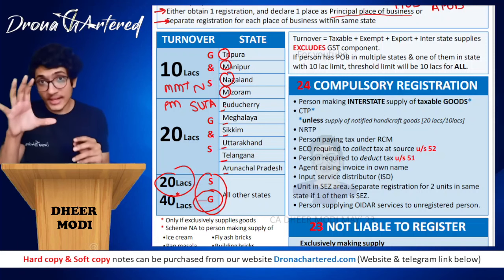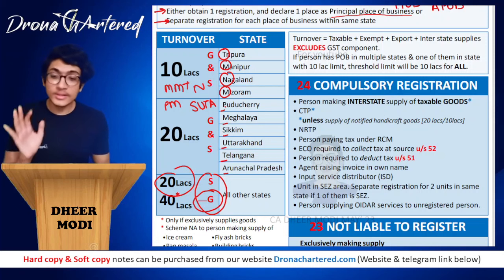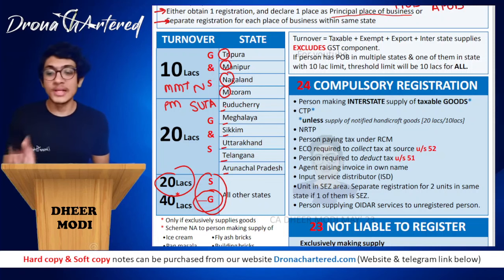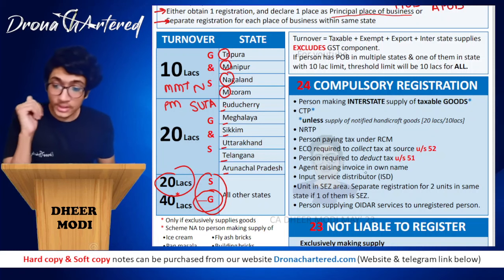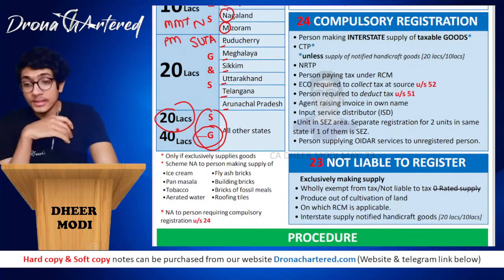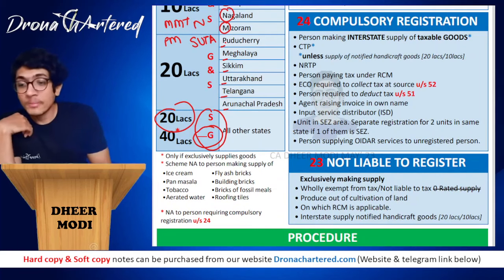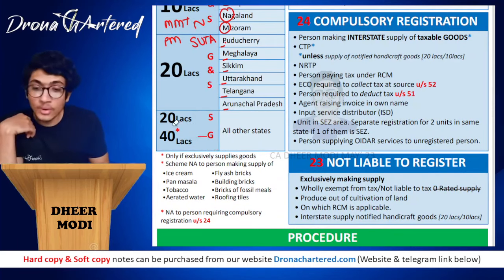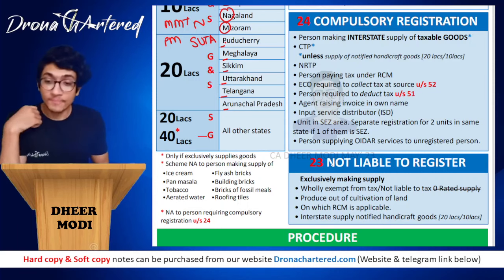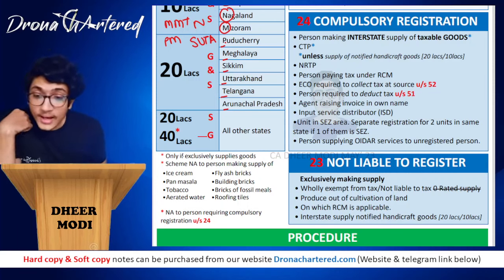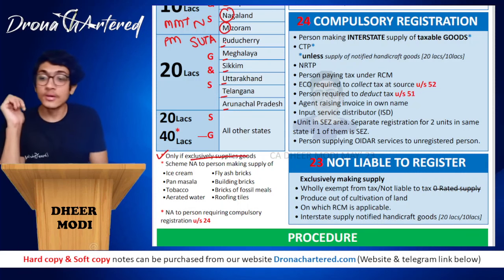All these states, excluding all these states, all other states have a limit of 20 lakhs or 40 lakhs, depending on if you're doing only goods or you're doing goods and services both. Okay. Now, this scheme is not available to some people. This 40 lakh scheme that I told you about is not available to everybody. There are some conditions with regards to this. So it is only applicable if they are exclusively supplying goods. This I have already told you that this 40 lakh scheme is only available if they are exclusively supplying goods.